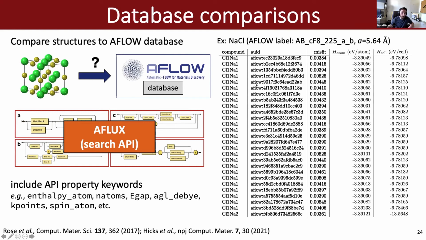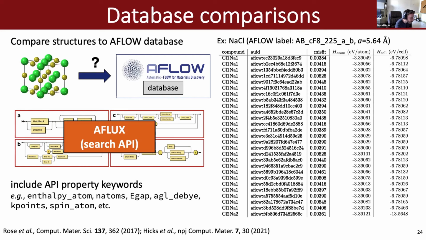So in this case, we had a rock salt, sodium chloride, and you can see that based on this input, we actually have, I think it's 27 entries in the AFLOW database. Here's their similarity metric, so how similar they are. And you'll notice that all of them have similar enthalpies. So again, this is highlighting the structure property relationship between structures that are similar. They would be expected to have similar properties.